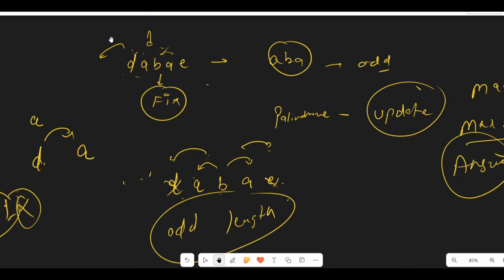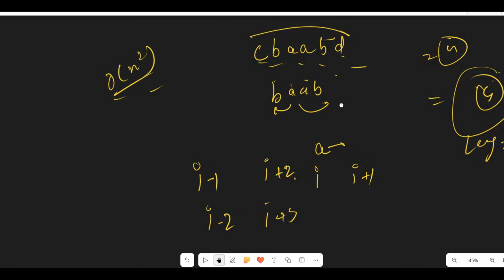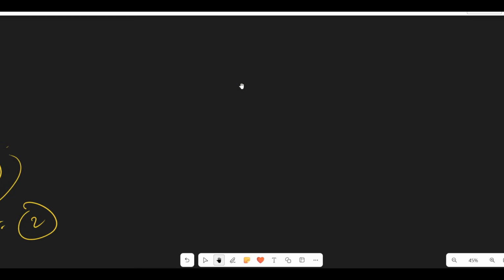So we will be fixing each character and checking for each character the odd and even comparisons. This way we will be identifying the maximum length palindromes.